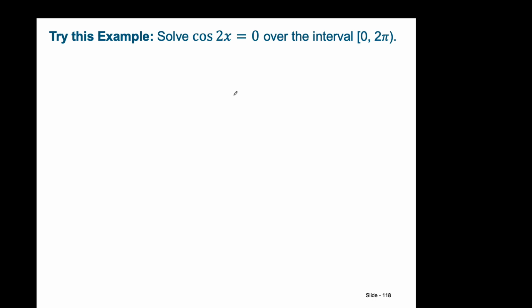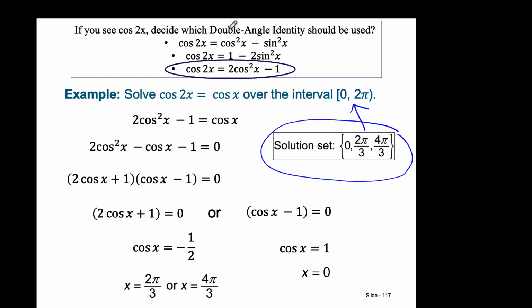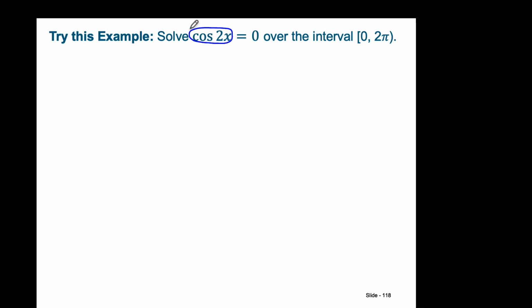All right, I'd like you to try this example. Solve cosine of 2x equals 0 over the interval 0 to 2 pi. To get you started, I want you to notice that this right here has a double angle identity. It's on the last slide, so use substitution to get rid of this, and pause the video and try that now.